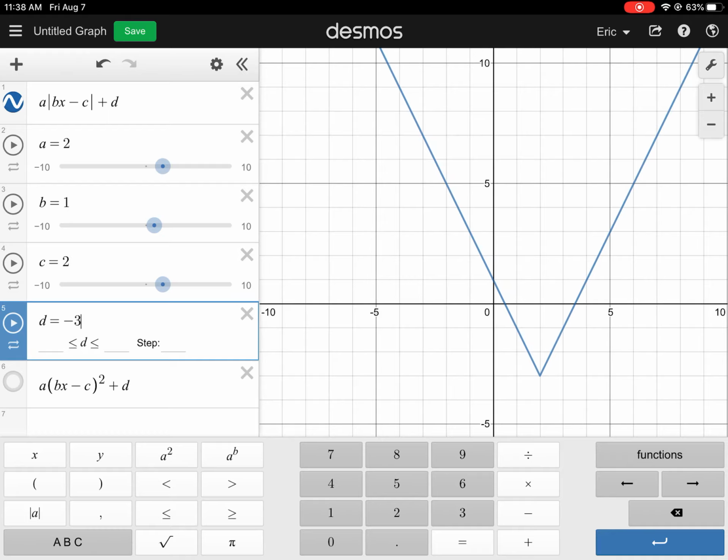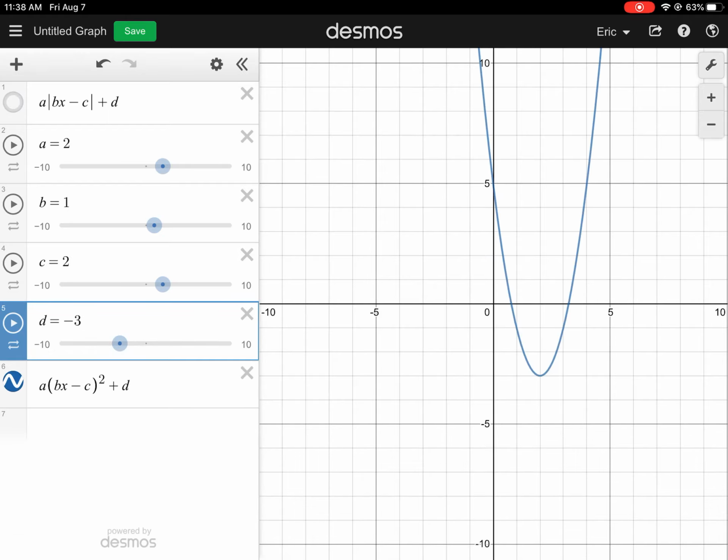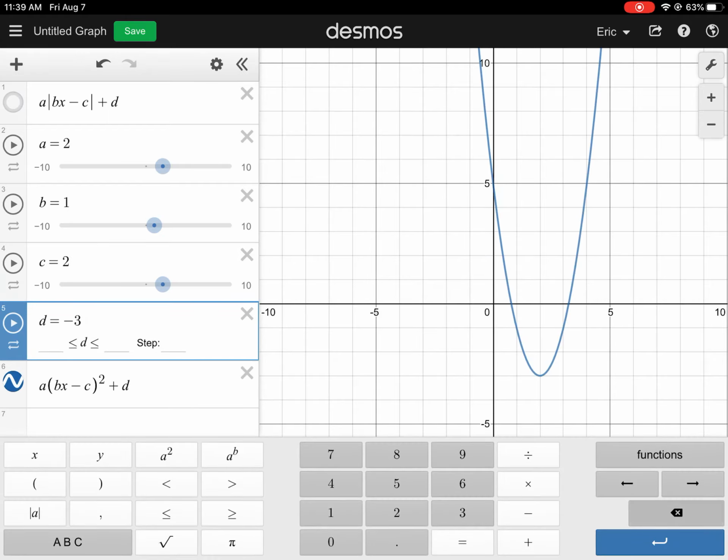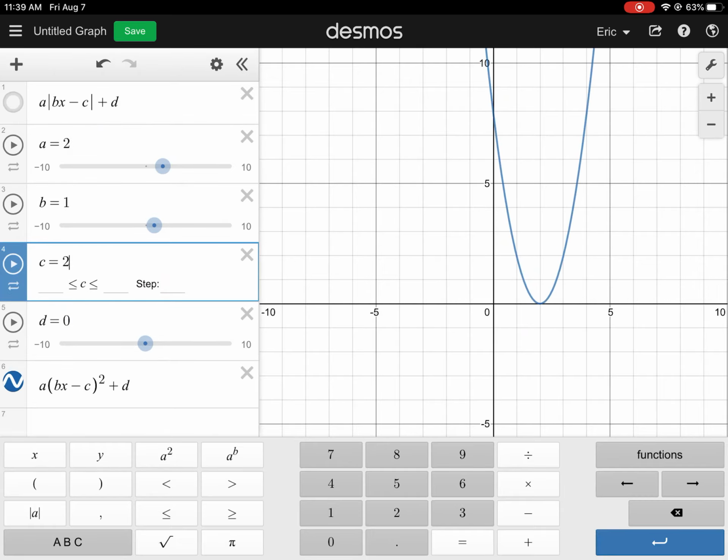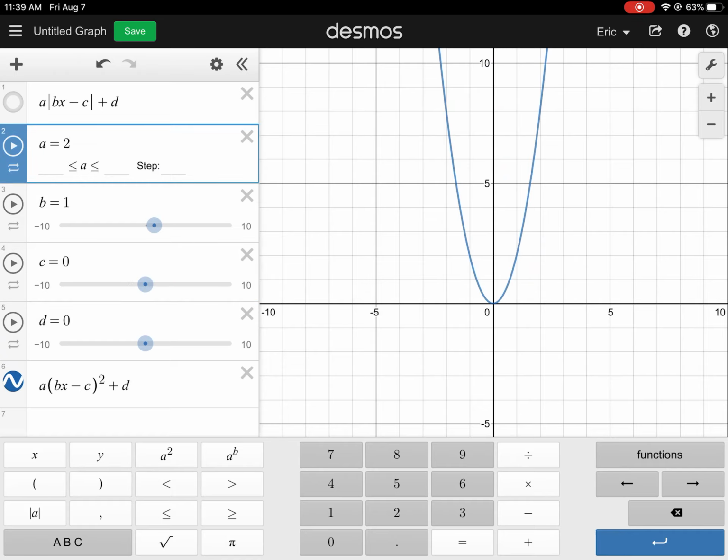Now I'm going to flip off of absolute value and change this to the quadratic. Let's put everything back the way it was. That wasn't the way it was. This is the way it was originally. So you can see there is our basic quadratic function.